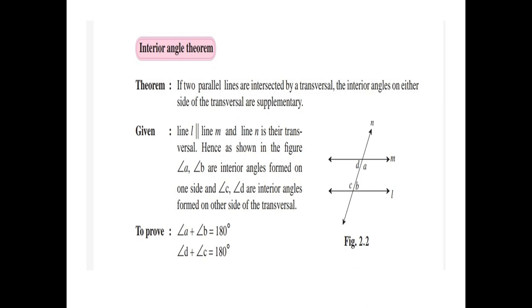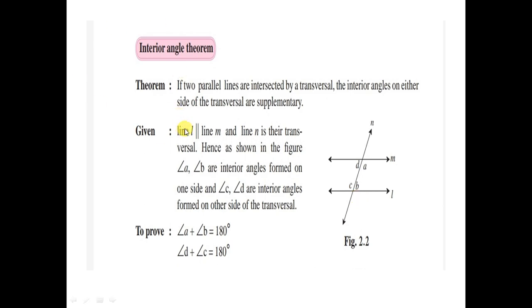Interior angle theorem. Let's see the first theorem. This theorem is kind of an indirect proof, but let's see what it is. Theorem: if two parallel lines are intersected by a transversal, the interior angles on either side of the transversal are supplementary. So these are two lines and they are intersected by a transversal, so the interior angles formed are supplementary. That is the interior angles test.